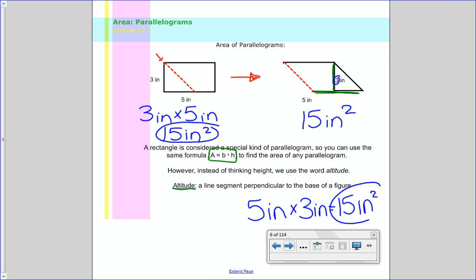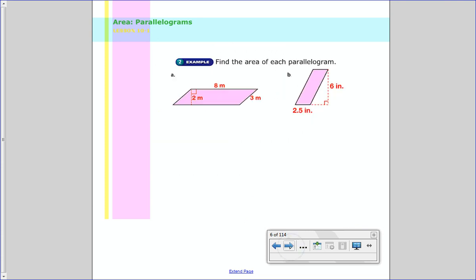Just to let you know, there are going to be some examples where they're going to say something like, oh, this is 6 inches right here. Now, you want to use the straight line that is perpendicular to the base. So this 3 as the altitude instead of the 6. Because this is not a straight line, so it's not actually the height, straight up and down.